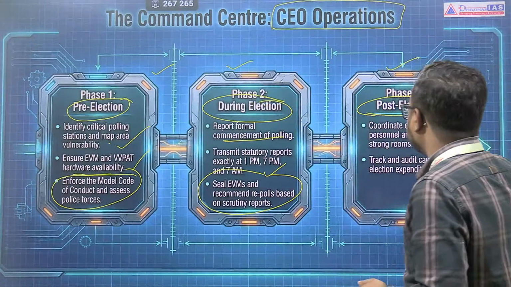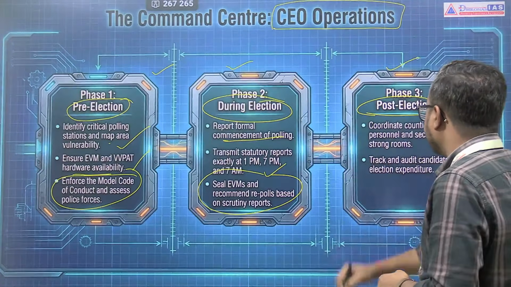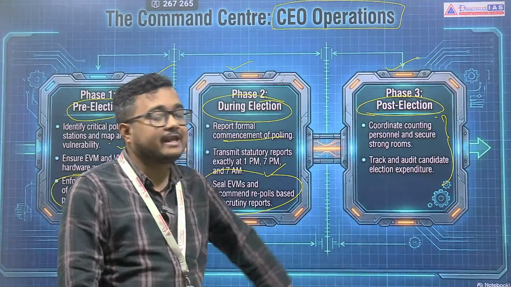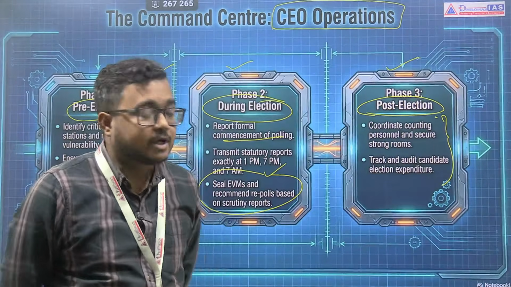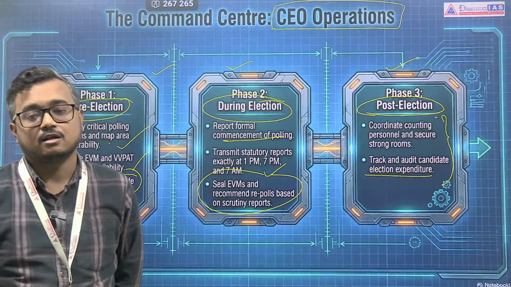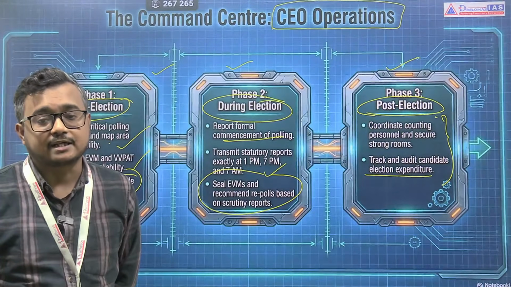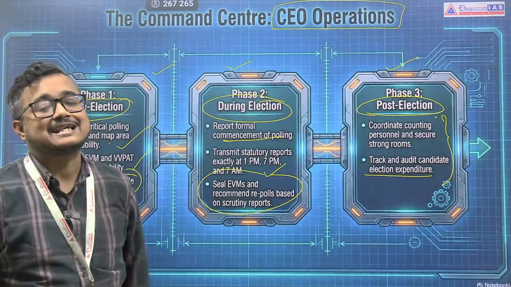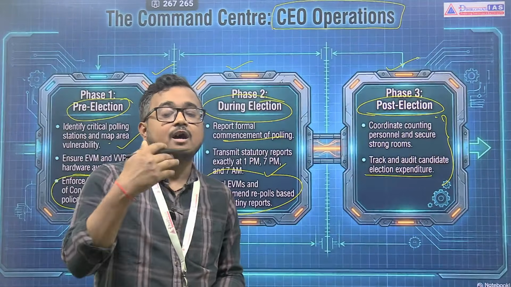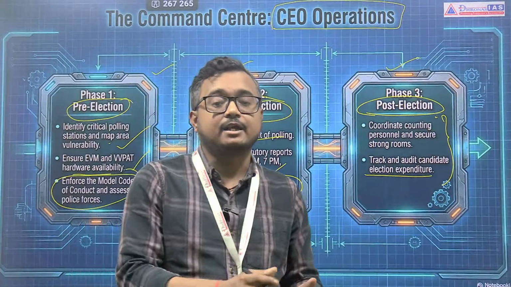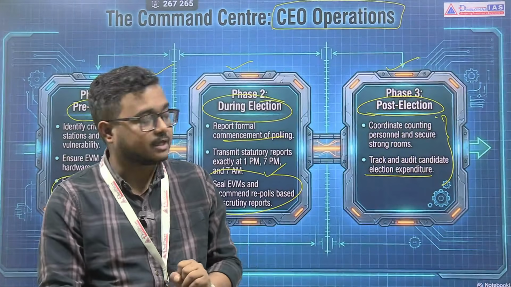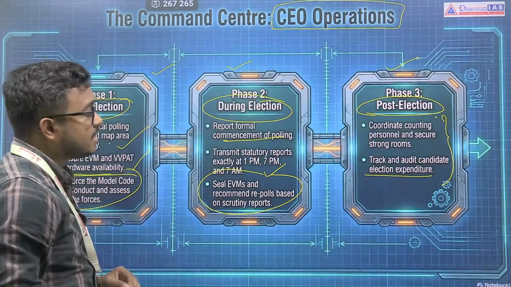And then the post-election phase, where the counting and everything will occur, and obviously the audit of expenditure. Because if a candidate does not file the election expenditure in the proper time, then his candidature can be disqualified. And there is a particular guideline of how much you can spend in an election, how much you can spend on star campaigners, everything. Right. So that is CEO operations.